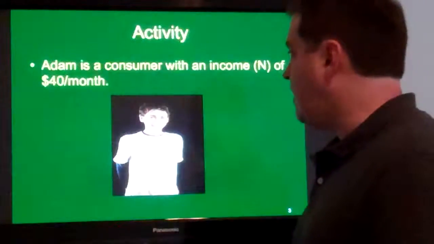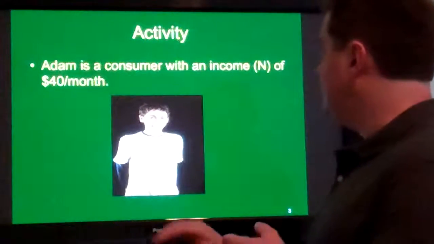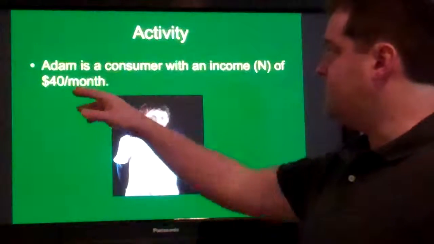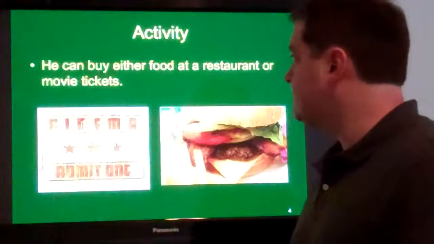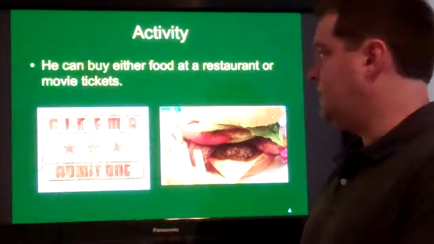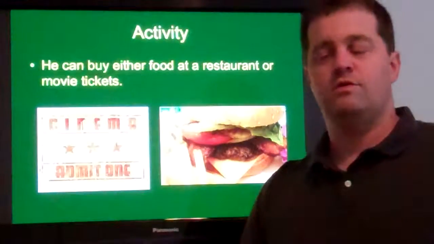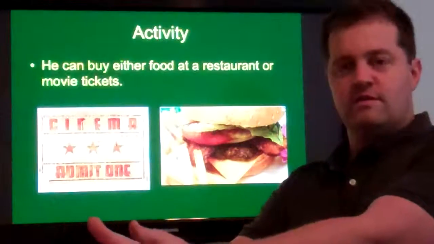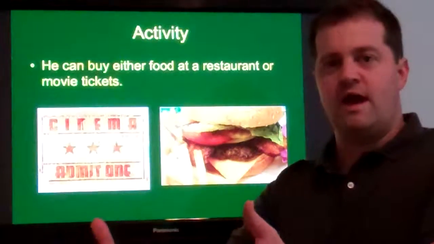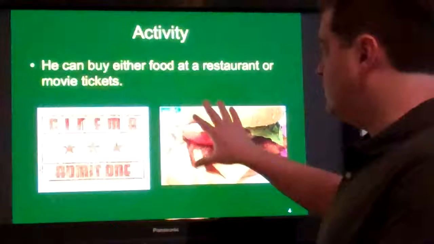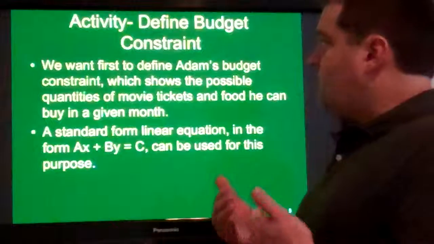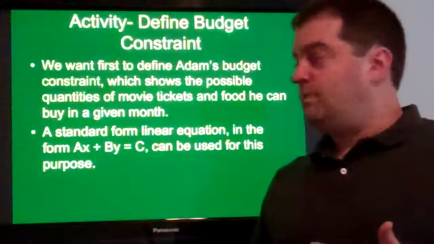All right, so the story we're going to tell to illustrate this, we're going to use a guy named Adam. Adam has an income, which we're going to use N as the variable for income, and his income's $40 per month. And Adam either goes to a movie or he goes out for food, right? And those are his two choices. So he's got this income that he earns, maybe it's an allowance, maybe it's money he earns from a part-time job, and he's set aside like $40 per month to go to a movie or go out with friends to a restaurant. So what we want to start doing is defining Adam's budget constraint.